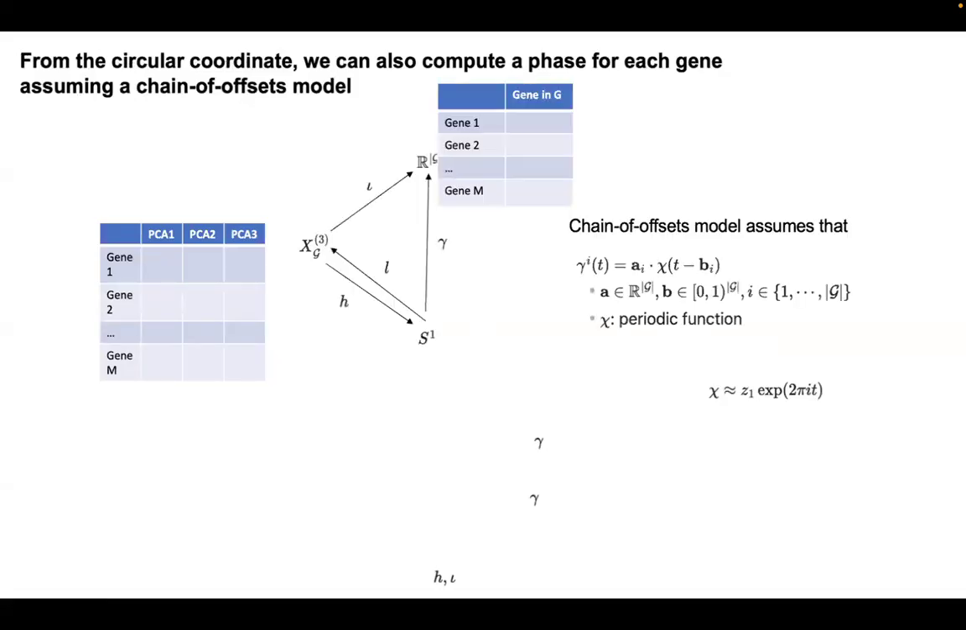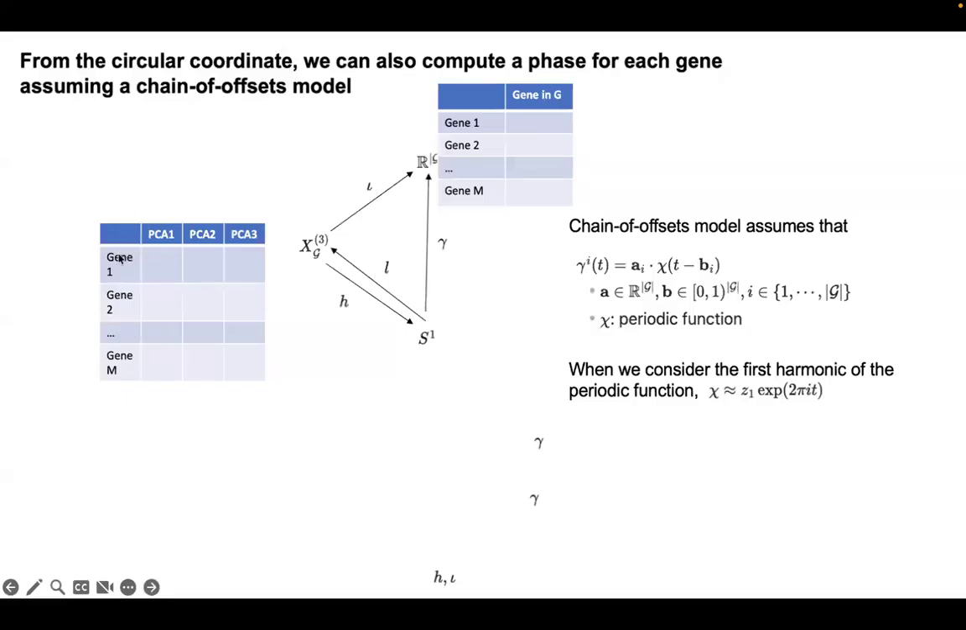So far, we found the circular coordinate on the point cloud. Based on this, we can also compute the phase or amplitude for each gene when you assume a chain of offset models. What is the chain of offset models? Let me consider the following diagram.